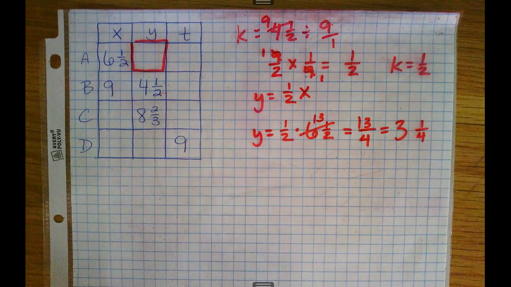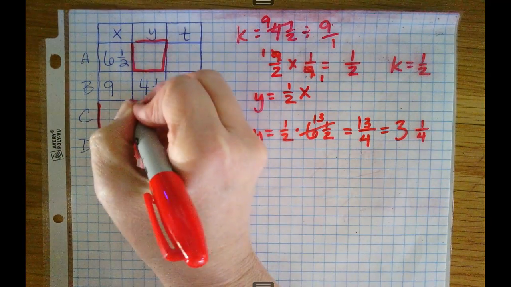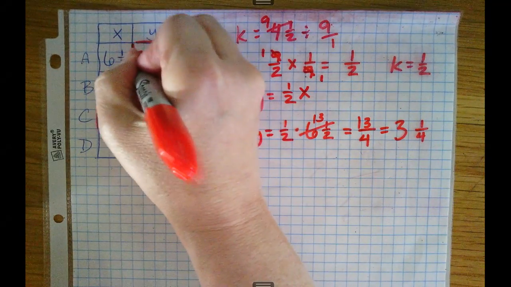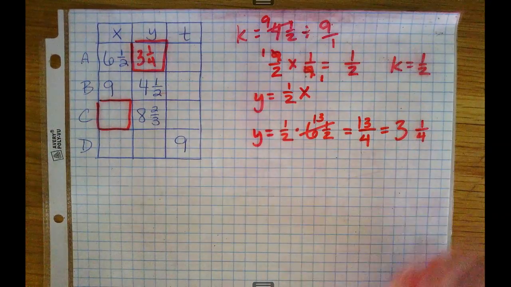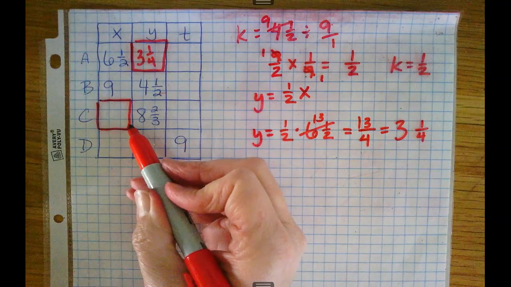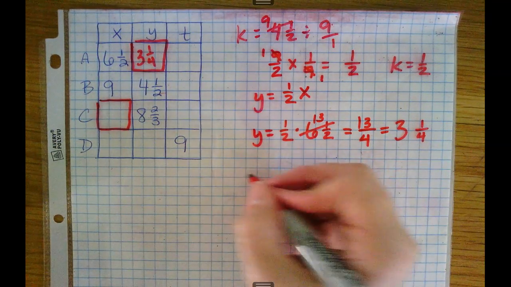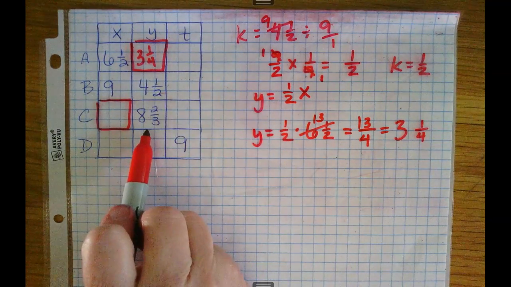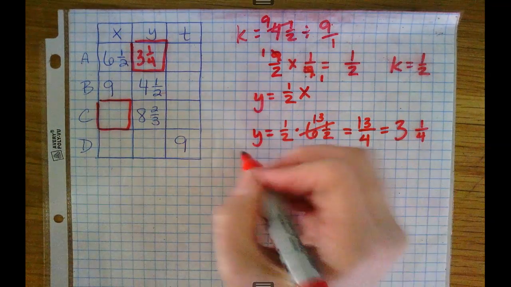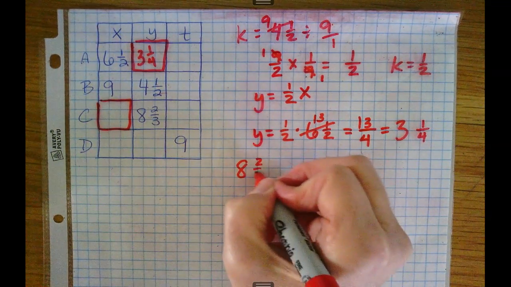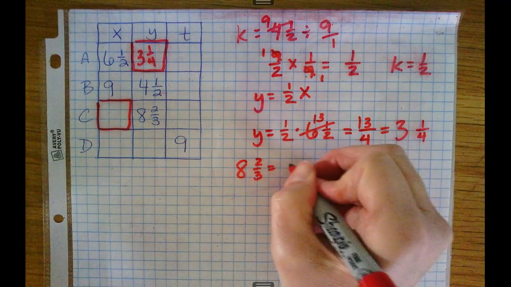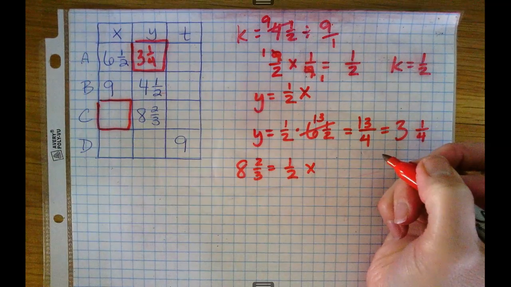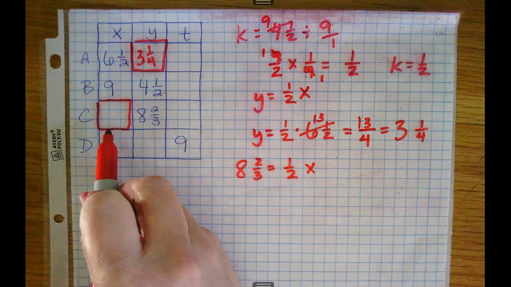The next question asks us to find x in row C. I'm going to go ahead and write that answer in there. Okay, find x in row C. Again, I have the equation y equals 1/2 x. This time I know what y is. 8 2/3 equals 1/2 times x. I need to find x.